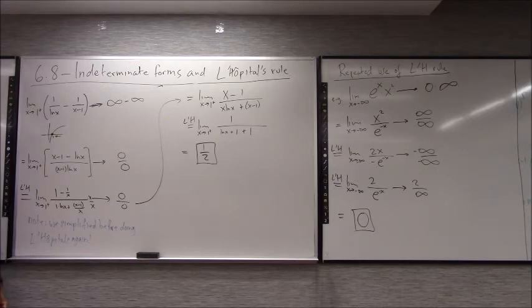You have a question? No, I figured that. Yeah. So how come we didn't multiply the whole thing by x over x just to bring that 1 over x up?